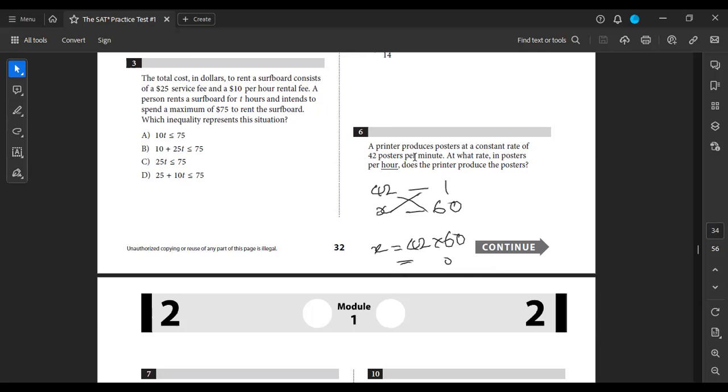Actually, let me just use a calculator. There you go. So 2520. That's 42 by 60. So it means we have 2520 posters per hour. So our answer will be 2520. So you put the answer, you circle it. I think that's how the new SAT works, if I'm not mistaken.